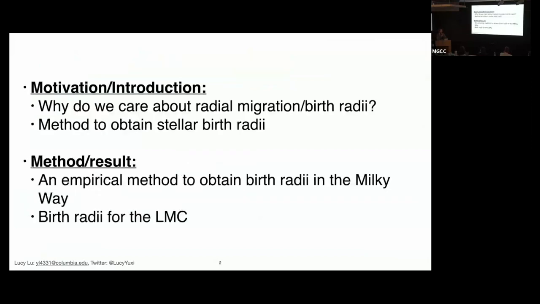First, I'm going to motivate a little bit by talking about why we care about radial migration and birth radii, and a method to obtain stellar birth radii for stars in the Milky Way. And in the end, I'll talk about this method that we use to obtain birth radii for the Milky Way and how we can move that into dwarf galaxies such as the LMC.